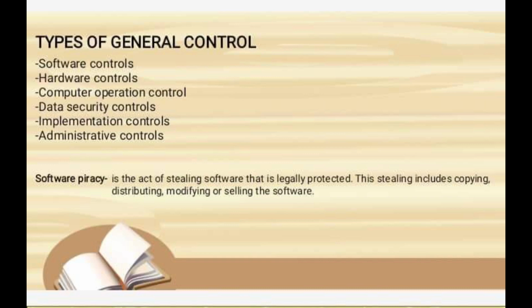Next, hardware control. Hardware control is to ensure the computer hardware is physically secure and to check for equipment malfunction. Computer equipment should be especially protected against fires and extremes of temperature and humidity. Organizations that are dependent on their computers must also make provisions for backup and continuous operation to maintain constant services.